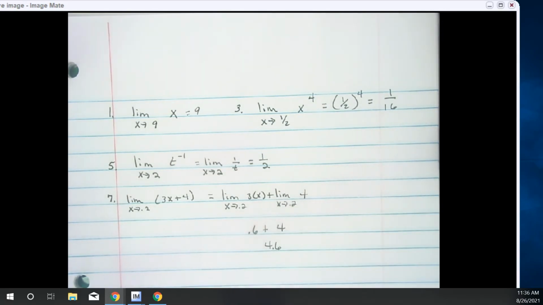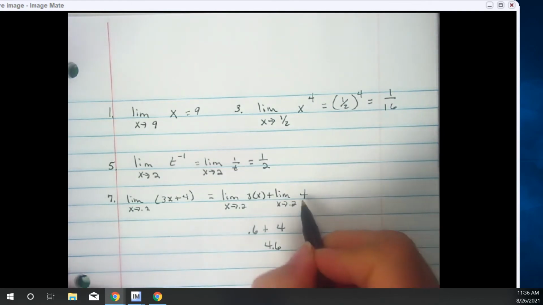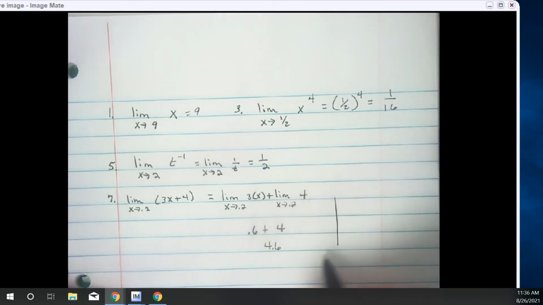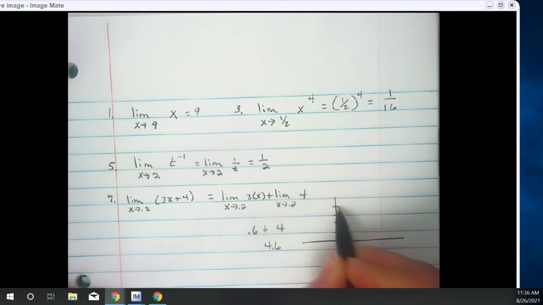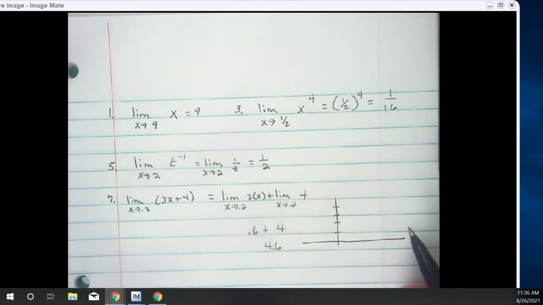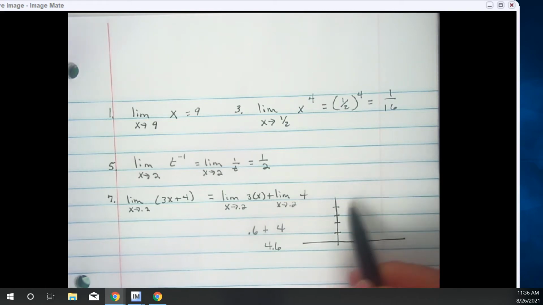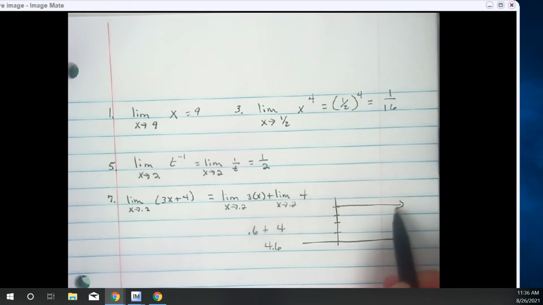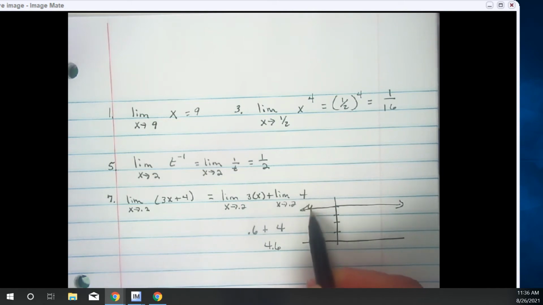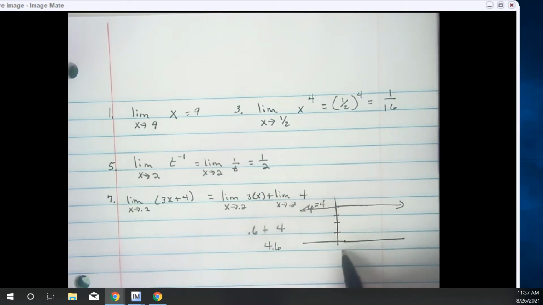As I'm approaching, let me draw the picture. If you have this graph, so is 0.6 plus 4? 1, 2, 3, 4. 4 is this horizontal line, correct? Yes. So this is where y equals 4. 0.2 is here.